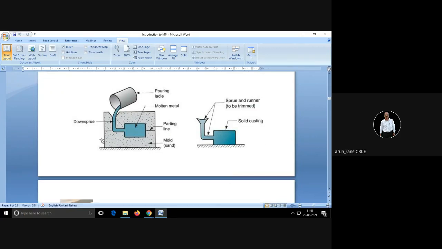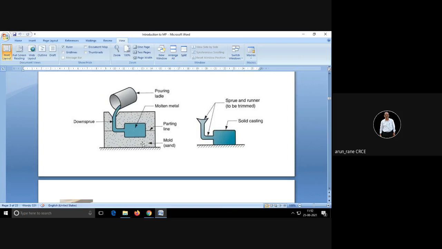Right? So here the cycle is like you have a molten metal which is obtained from a furnace in a ladle, and then it is poured inside the cavity, and then it is allowed to cool so it solidifies, and then once it solidifies it is taken out. How is it taken out? You have to break this sand which is surrounding this cavity. Once this sand is broken then you will get this metallic piece.